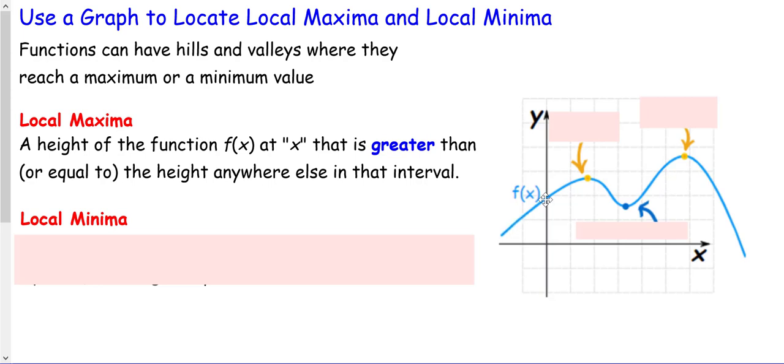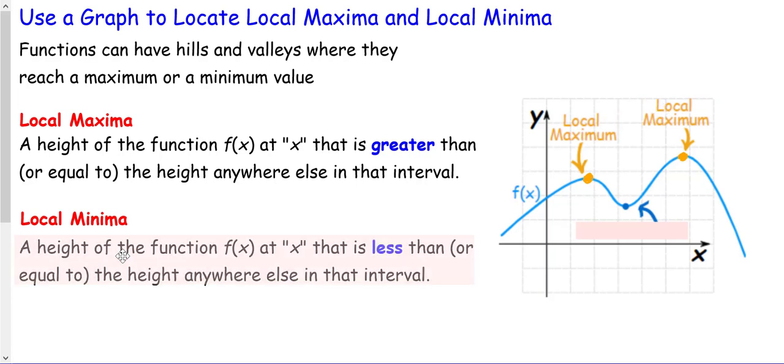So if we look at the function on the right, we can see that there are actually 2 points where there is a hill, and that is our maximum. So this one has 2 local maximum. A local minimum is where the height of f of x at x is less than or equal to the height anywhere else on that interval. So if we look at this next interval, we can see that this point right here in the valley between the 2 hills, that is a local minimum.